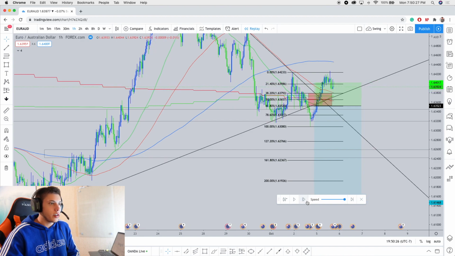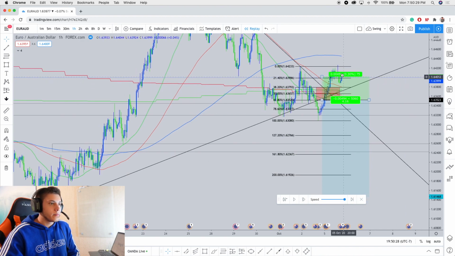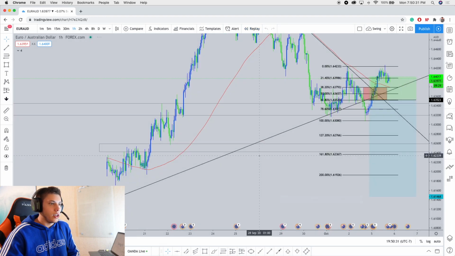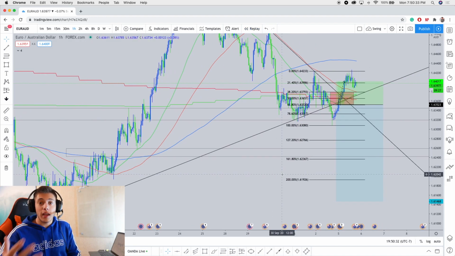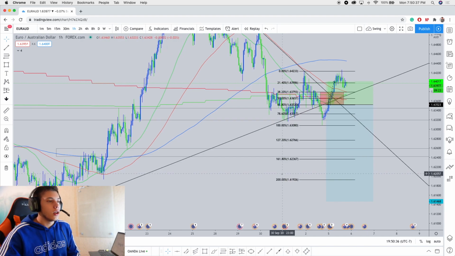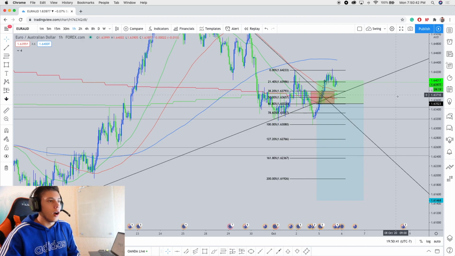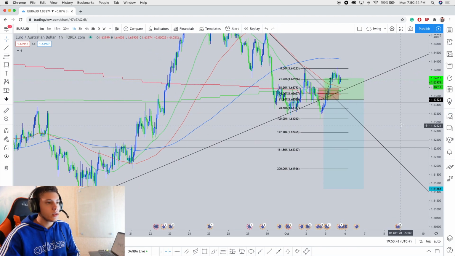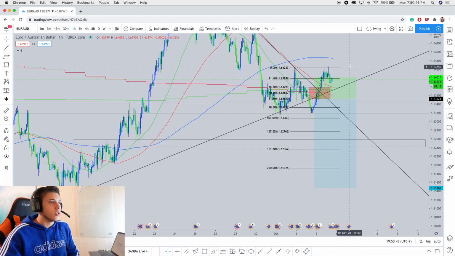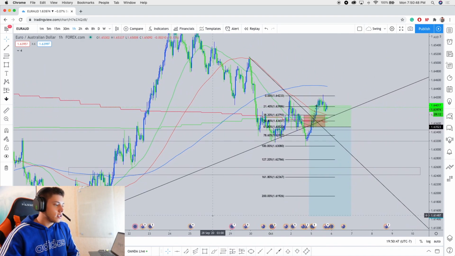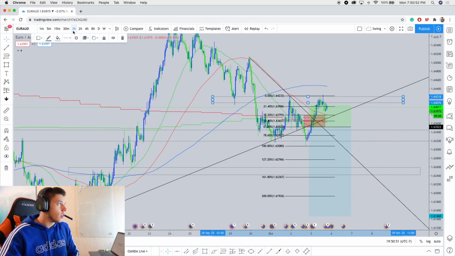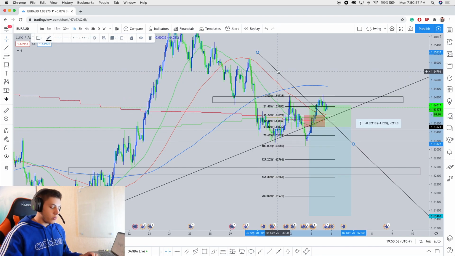And now we're just sort of hovering around this area ahead of the RBA meeting, the Reserve Bank of Australia. It's a big event coming up soon, actually in about 40 minutes from recording this video. So we'll see what that does to the Australian dollar. But as it stands right now, it's sort of just in this consolidation. So we'll see what happens.